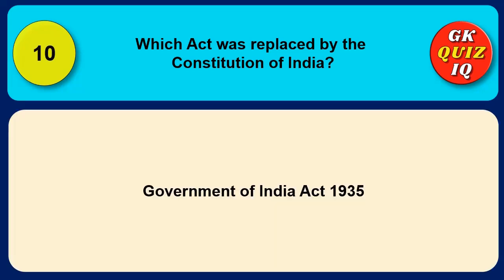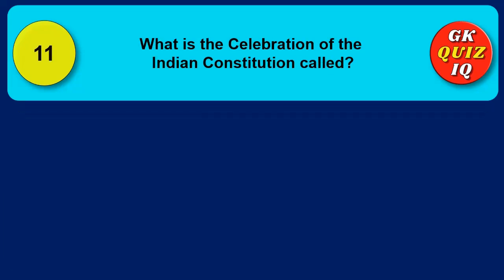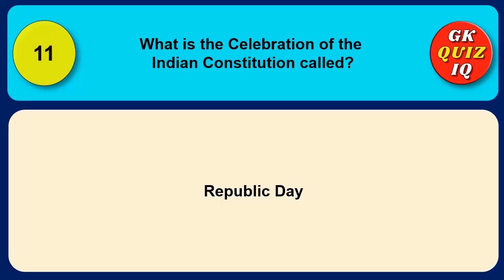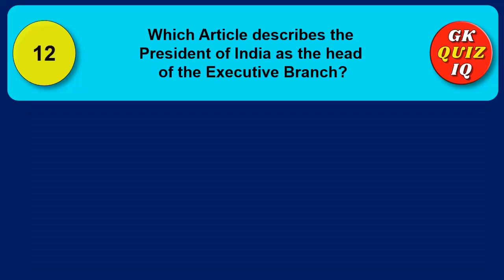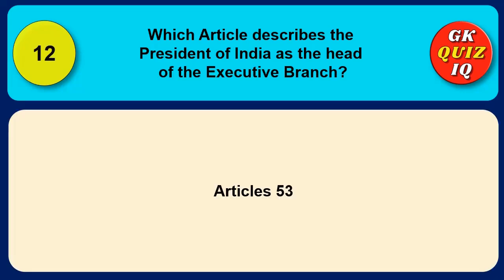Which act was replaced by the Constitution of India? Government of India Act 1935. What is the celebration of the Indian Constitution called? Republic Day. Which article describes the President of India as the head of the executive branch? Article 53.